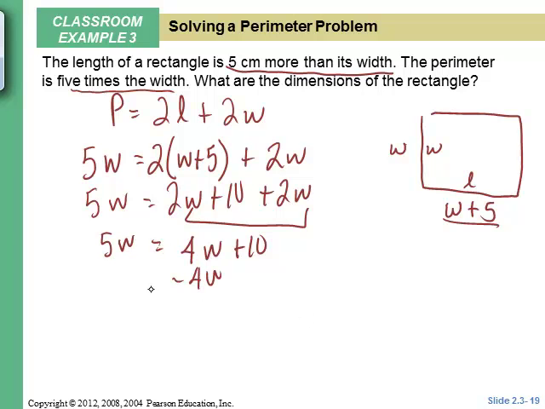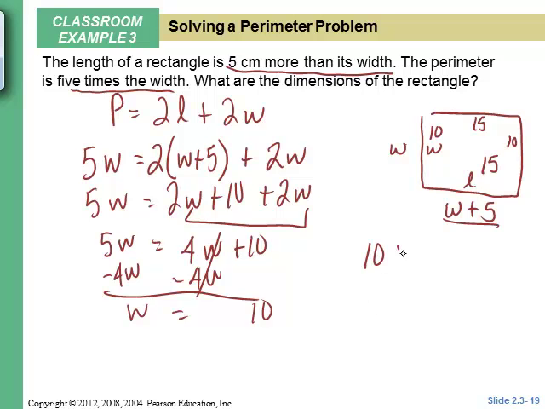Subtract 4W. And our width is 10. So the width is 10. That means the length is 15. 10, 10, 15, and 15 makes 50. 50 is 5 times as much as 10, so our dimensions are 10 by 15. Next one.